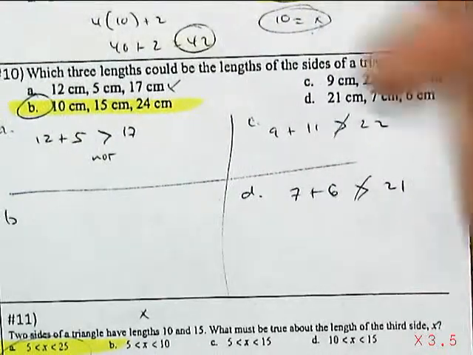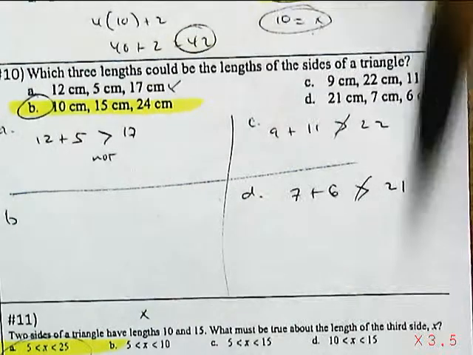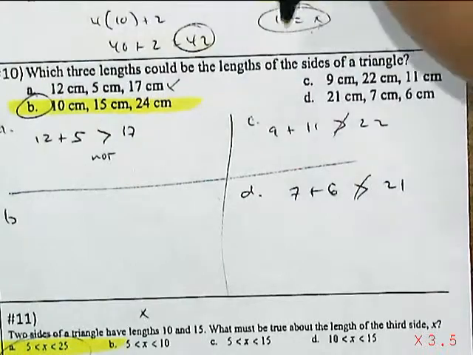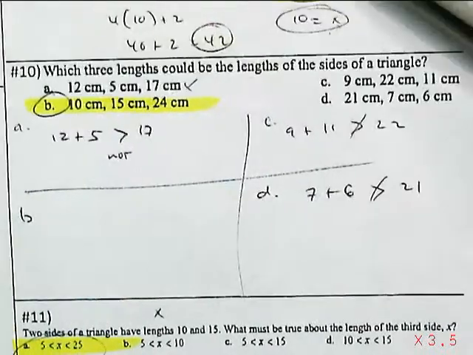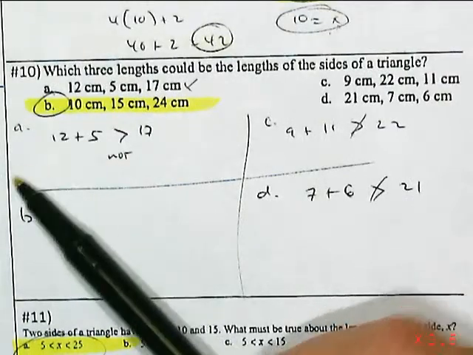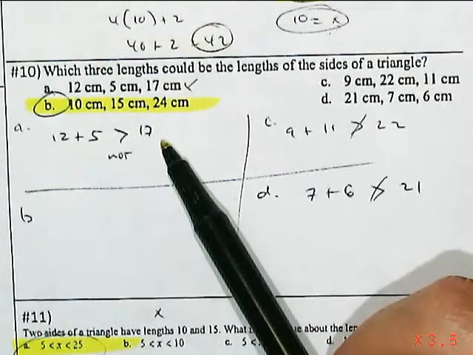For question number 10, which 3 lengths could be the lengths of the sides of a triangle? So here they're asking which of these is a triangle. When I usually do multiple choice questions like this, I go through every single one of them. Remember, in order for it to be a triangle, the sum of 2 sides of the triangle must be greater than the third.